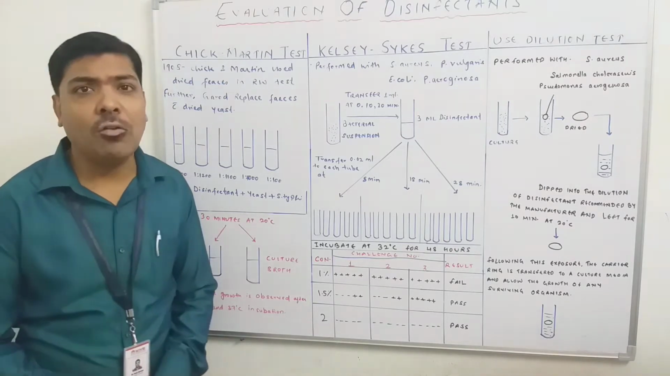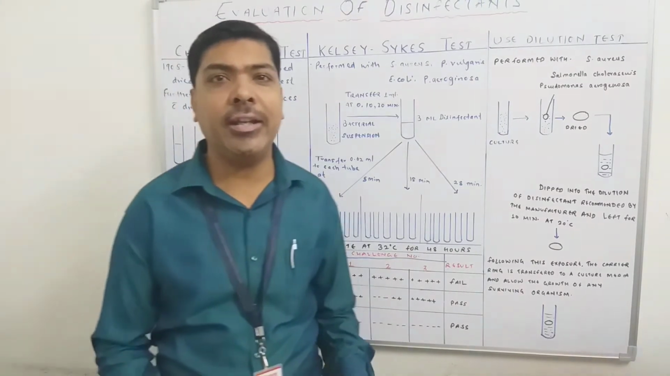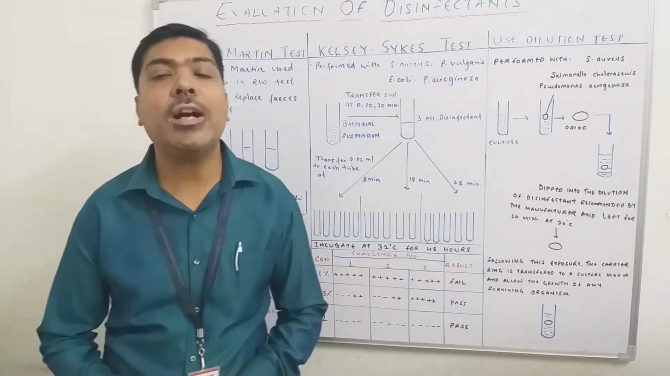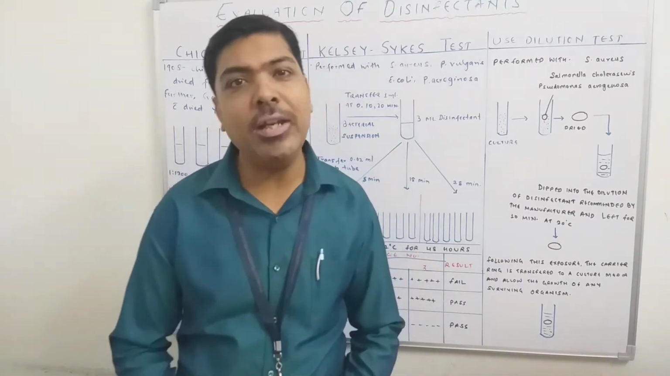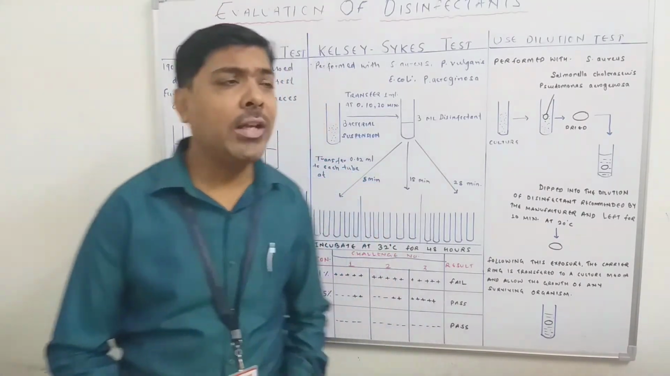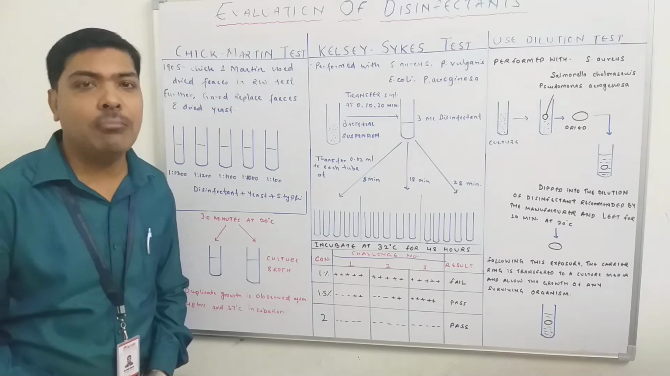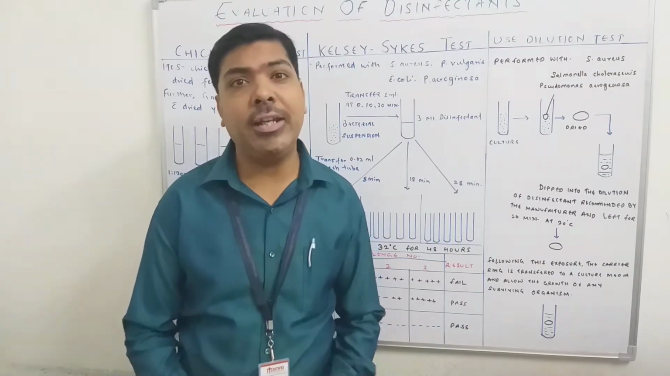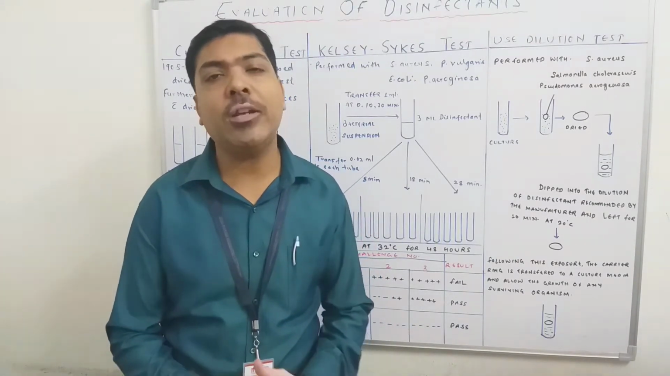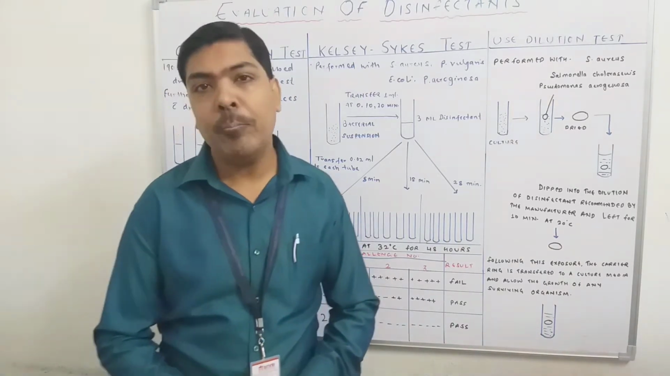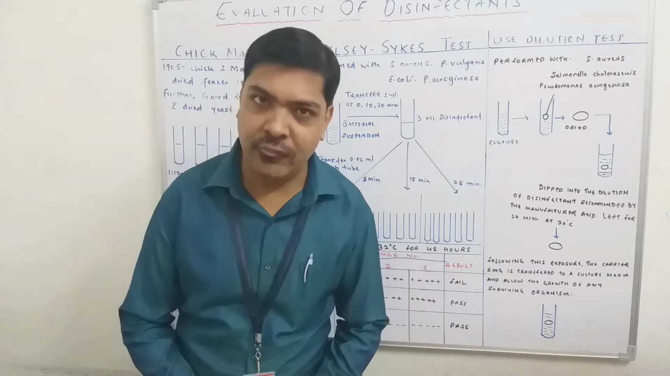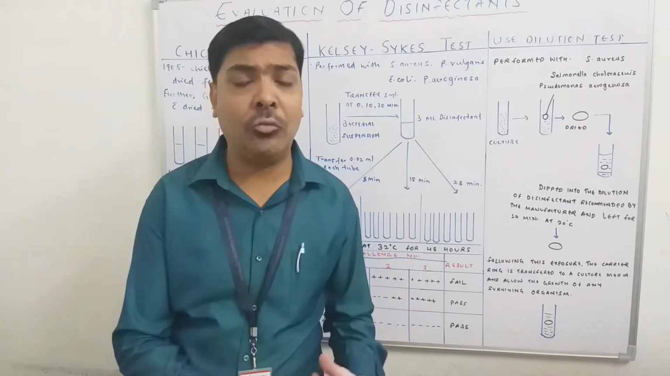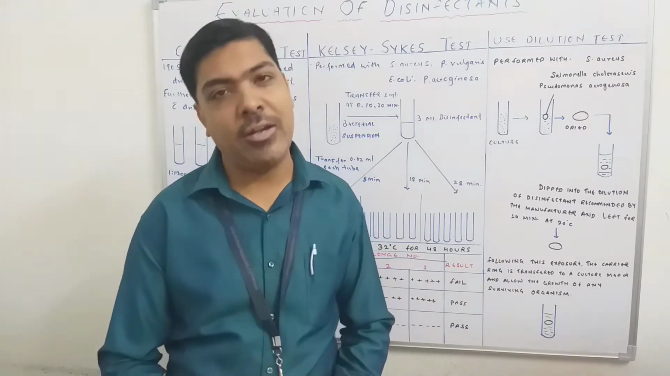The Chick-Martin test is similar to the Rideal-Walker test. Here also we are comparing the efficiency of the unknown or test disinfectant against phenol. But in 1908, Chick and Martin observed some deficiency in the Rideal-Walker test, because there we take the test disinfectant in various dilutions or concentrations, then add the microorganism Salmonella typhi, and evaluate whether the test disinfectant at a particular concentration is able to kill Salmonella typhi or not.